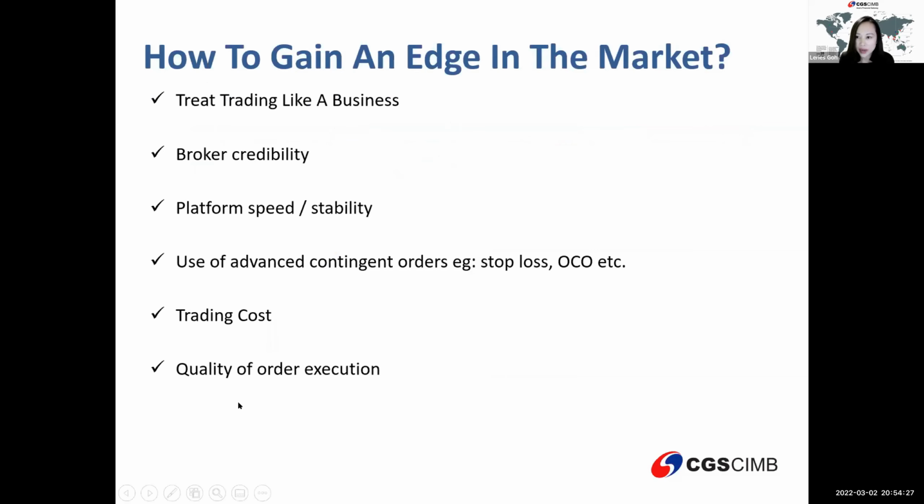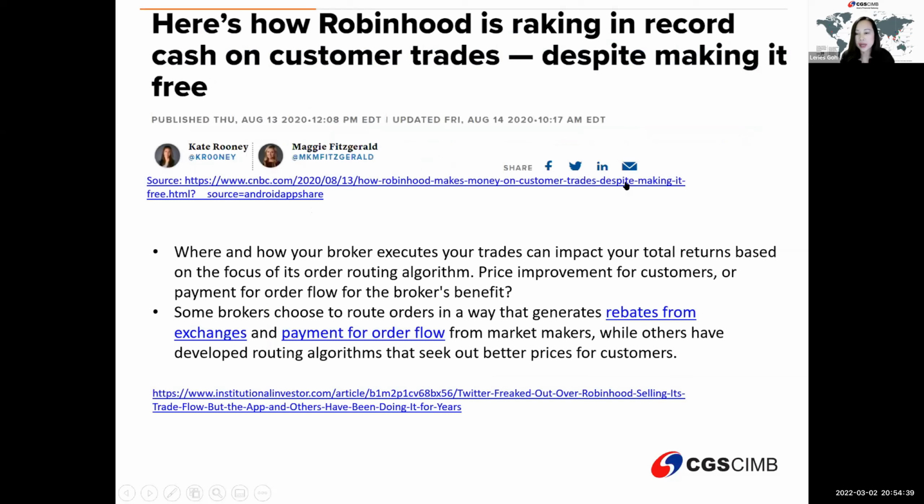And when you look at trading costs, ultimately you will want to know how the orders are being executed. All these are money and cents. Let me give you an example. I'm sure you guys have heard of Robinhood. This is an article back in August 2020. They make tons of money. Because you all know that in the US it's actually allowed. The US brokers and all that, they can actually sell your orders to get rebates and all that. So that is one way how they make money. But of course, sometimes it may not be advantageous for the clients.